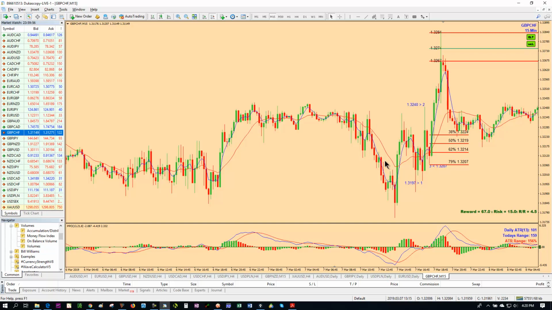Okay, so it's just a matter of knowing the structure and being confident in the direction, and then finding a proper 1, 2, 3 to jump into and make a trade in. All right, so just a quick overview of that.